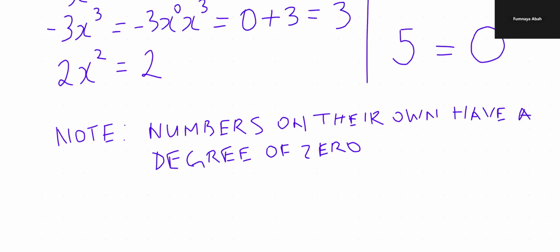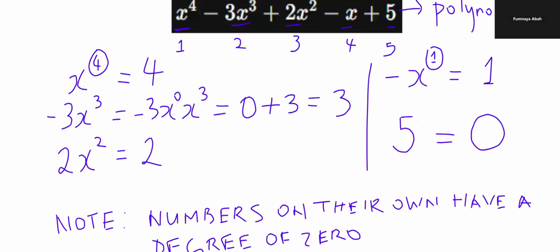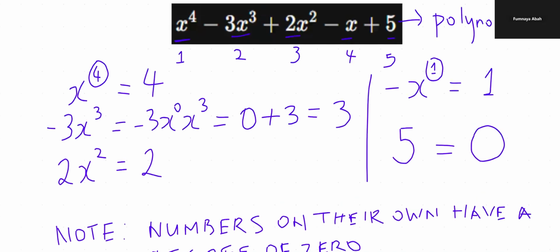So now we know the degrees of all these terms. What is the degree of the polynomial overall? So the degree of the first term is 4. Let me use a different color. The degree of the first term is equal to 4. The degree of the second term is equal to 3. The degree of the third term, I mean, is equal to 2. The degree of the fourth term is equal to 1. And the degree of the fifth term is equal to 0.